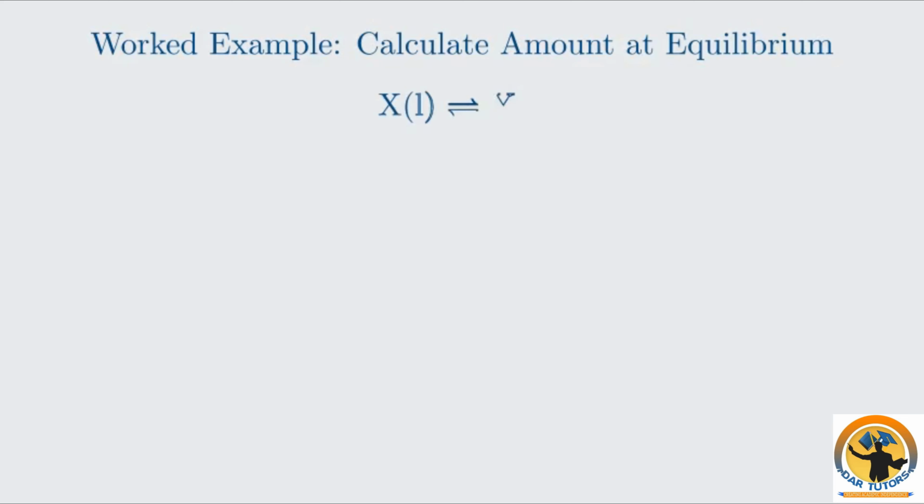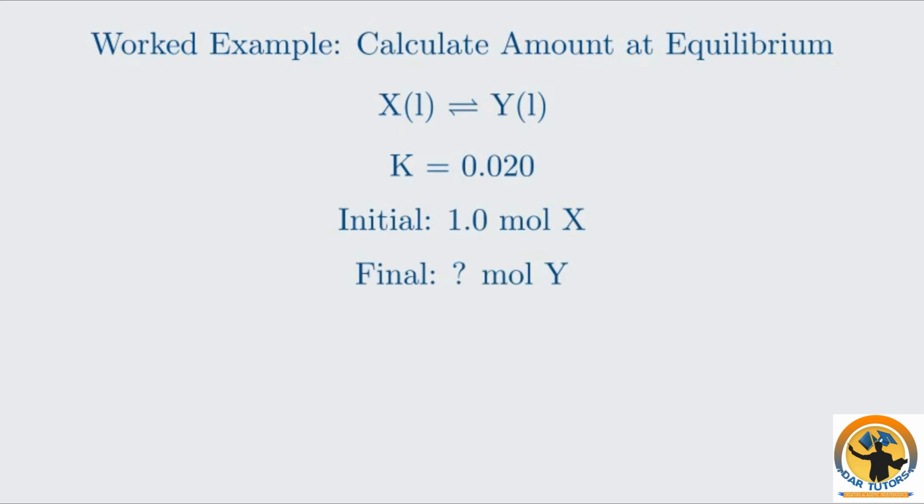Now let's tackle the second, more intricate type of problem: calculating equilibrium concentrations when you are given the equilibrium constant, K, and only the initial concentrations. Consider the reaction between an organic compound X and its isomer Y. We start with 1 mole of pure X in a vessel of unknown volume, V. The equilibrium constant, K, is 0.02. Our goal is to calculate the amount of Y, in moles, that is formed at equilibrium.